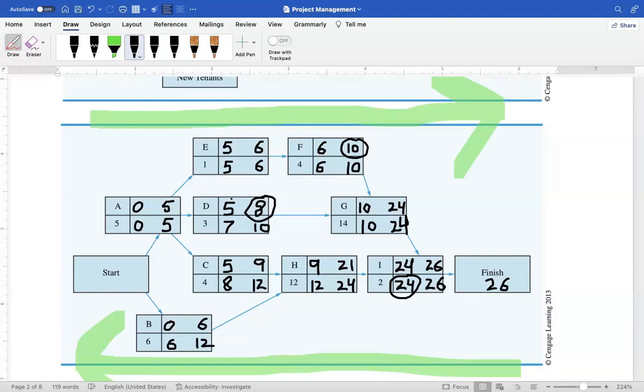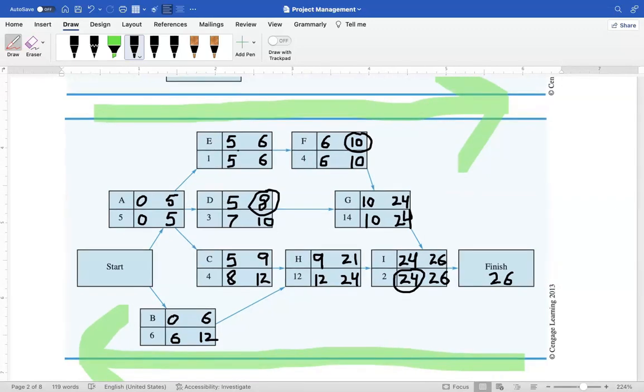So for example, in activity D, we have 5 and this is 7, and there's a difference of 2. Similarly, here it's 8 and this is 10, which is a difference of 2. This is 5, this is 8, there is a difference of 3. And then this is 9 and 12, again a difference of 3. Similarly, we can also see a difference of 3 in 9 and 12, and a difference of 3 in 21 and 24. We do not have any slack here.